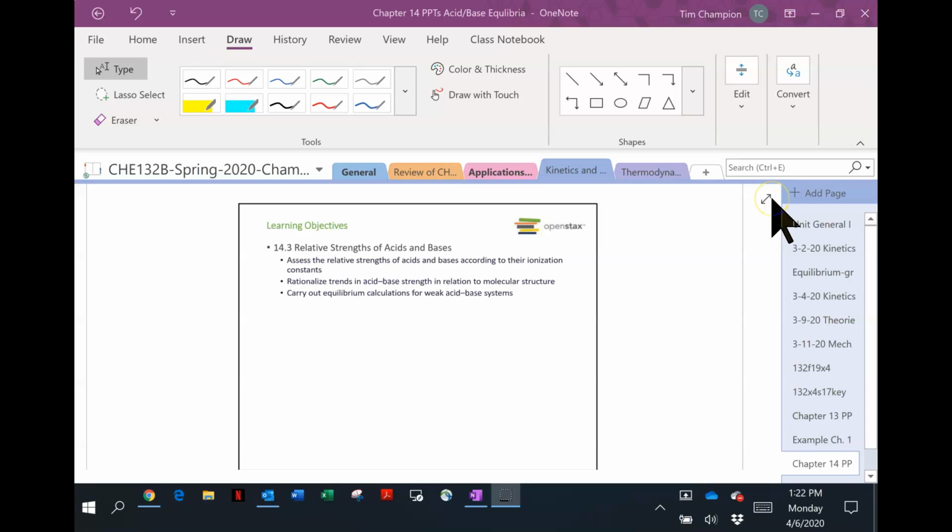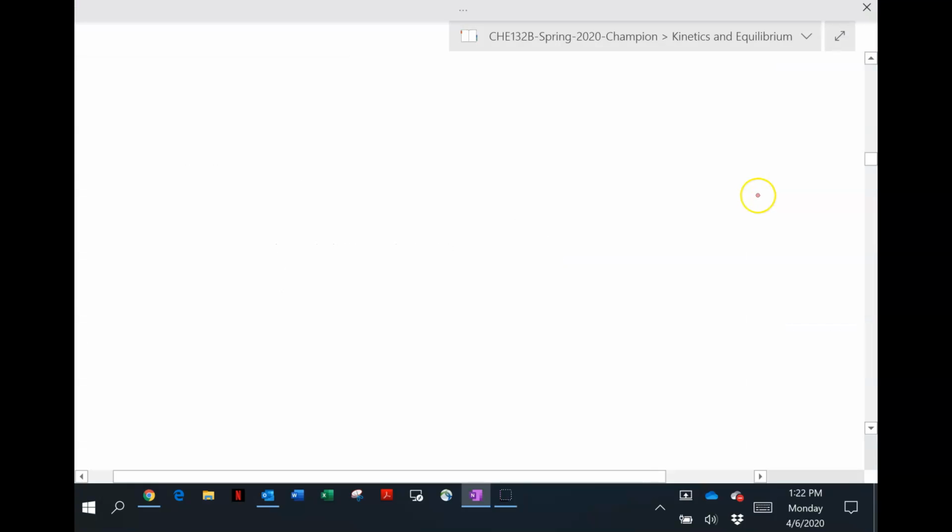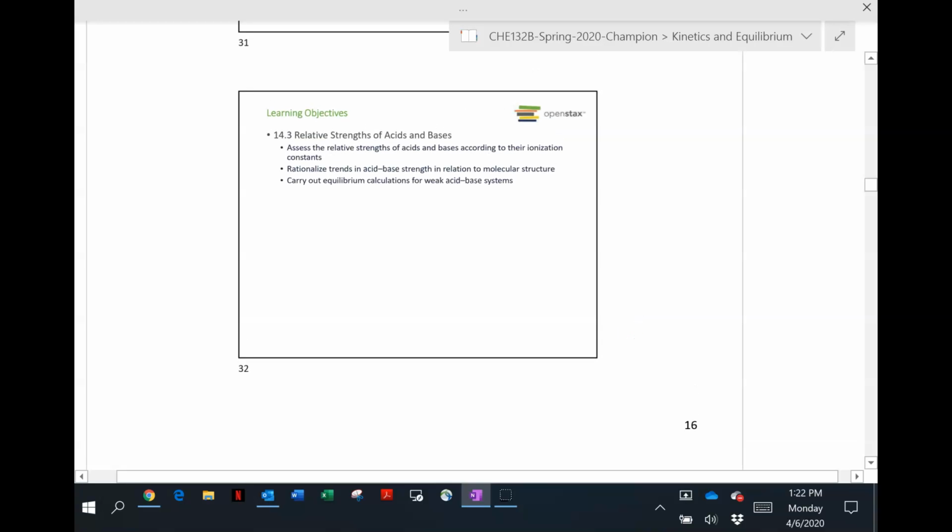Hi there. Coming back now to talk some more about the acidity and basicity of substances, and talk about some calculations we do in that. So the section in the OpenStax book we're looking at here is section 14.3, relative strengths of acids and bases. You see some learning objectives here.